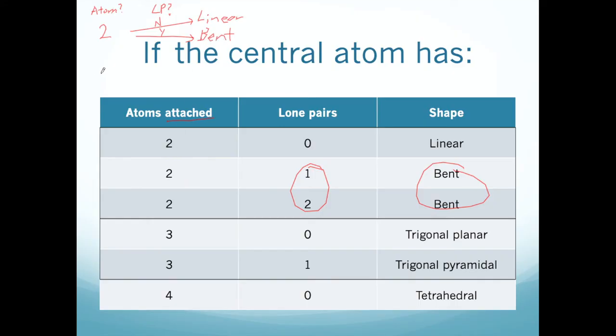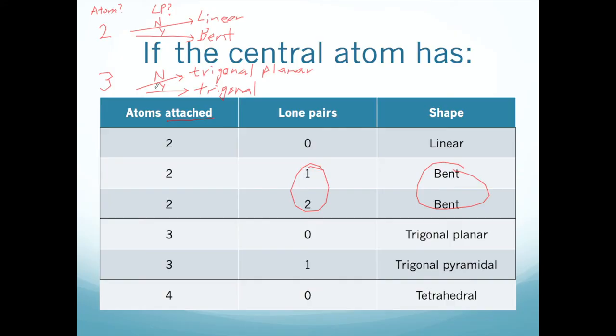Now what if you have three atoms attached to your central atom? Well, again, if you have three atoms, those three atoms are going to form a triangle. So we're going to get trigonal something. The question is, what is that second word that follows it? Well, if there are no lone pairs, those three atoms want to spread out as far as possible, and to do that, they make the molecule flat. So it's going to be trigonal planar if there are no lone pairs.